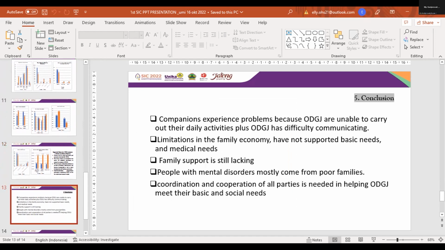Conclusion. 1. Companions experience problems because ODGs are unable to carry out their daily activities, plus ODGs have difficulty communicating. 2. Limitations in the family economy have not supported basic needs and medical needs. 3. Family support is still lacking. 4. People with mental disorders mostly come from poor families. 5. Coordination and cooperation of all parties is needed in helping ODGs meet their basic needs and social needs.